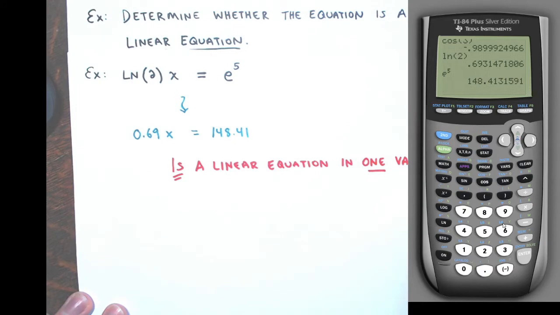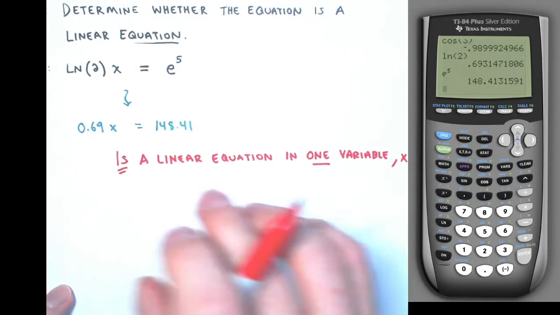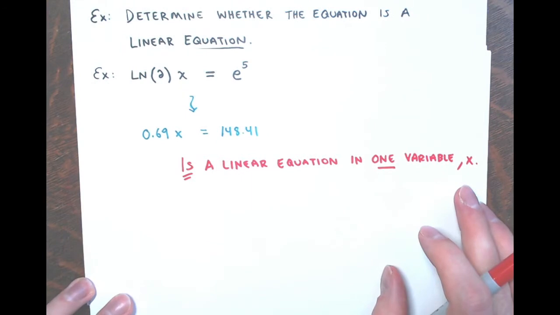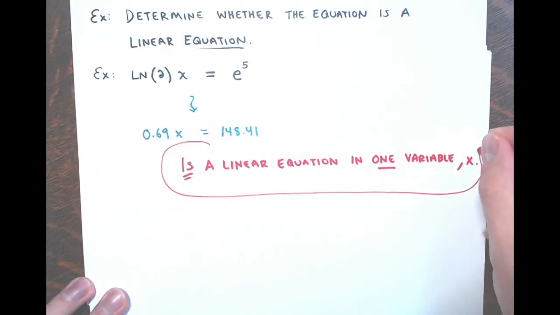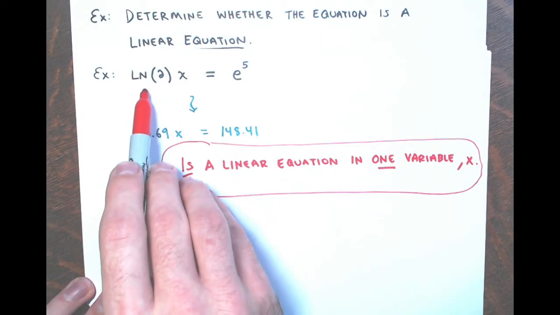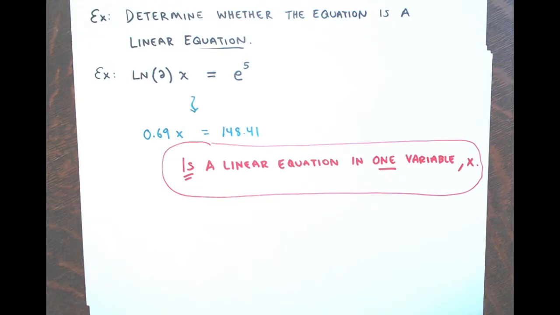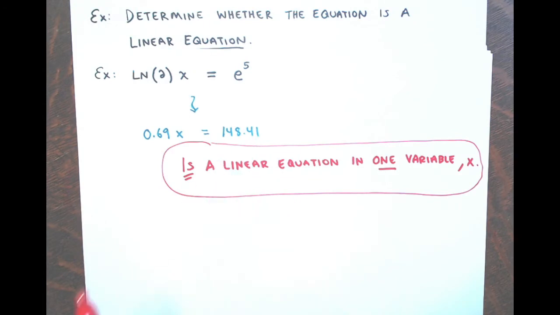And that would be x. Oops. Sorry, going off too far there. I just need to get rid of the calculator. All right. Yeah. So it's a linear equation, one variable, x. And then we could state the coefficients. There's only one coefficient. That's that natural log of 2, or about 0.69. That's the coefficient of x. And the constant term here, that b from the form and the definition, is this e to the fifth, about 148.41.